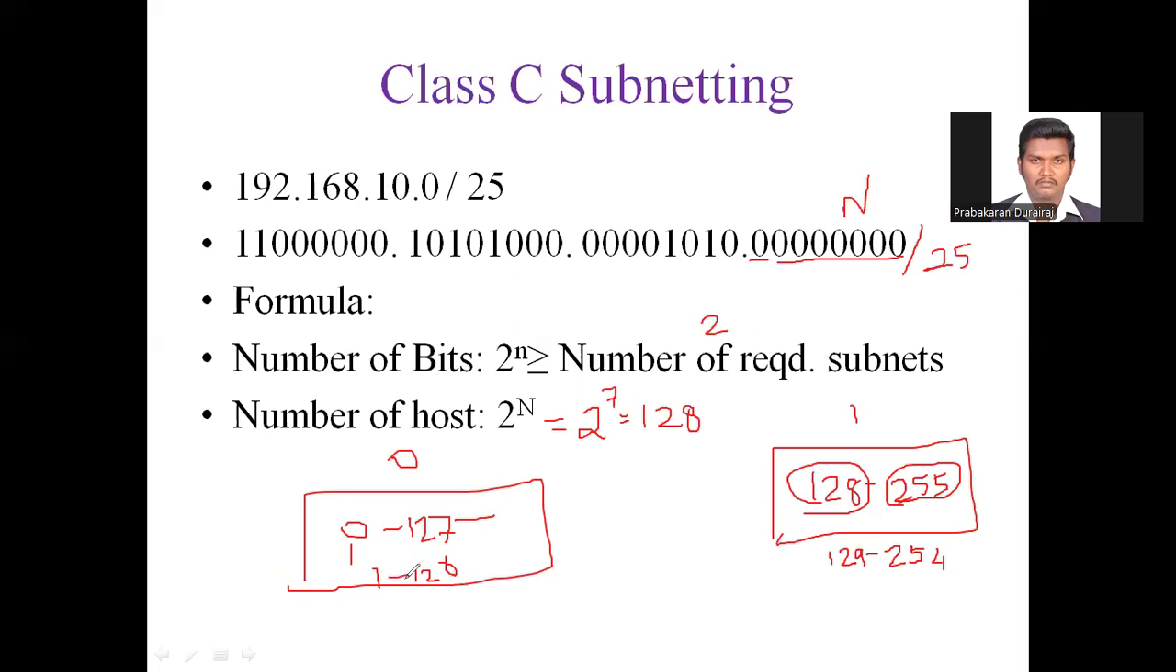192.168.10.1 ல இருந்து 126 வரைக்கும் subnet 0 ல வரும். And for subnet 1, 192.168.10.129 ல இருந்து 254 வரைக்கும் subnet number 1 ல வரும். So let us have a practical demonstration using this Packet Tracer software.